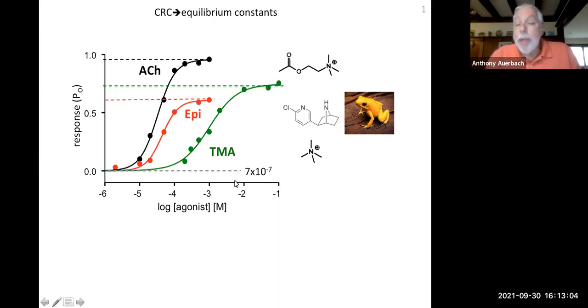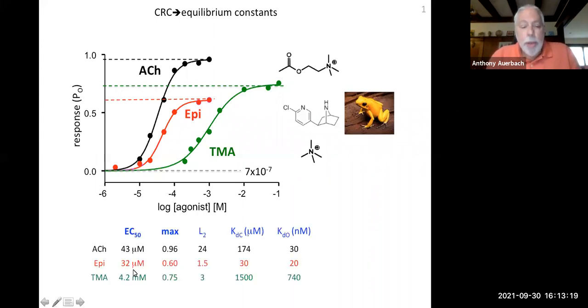Believe it or not, this number is extremely important, whether it's 10 to the 7th, 10 to the 8th, 10 to the 9th. It all looks like zero to a physiologist. But for an efficiency person, you need to know this number in order to calculate that KDO using the green equation. So let's go through this. We measure EC50, we fit it to the Hill equation, we get an EC50, we get a maximum, we calculate KDC and KDO. The low affinity binding is in the micromolar range, the high affinity binding is in the nanomolar range. We take the ratio to get the coupling constant, and here they are.